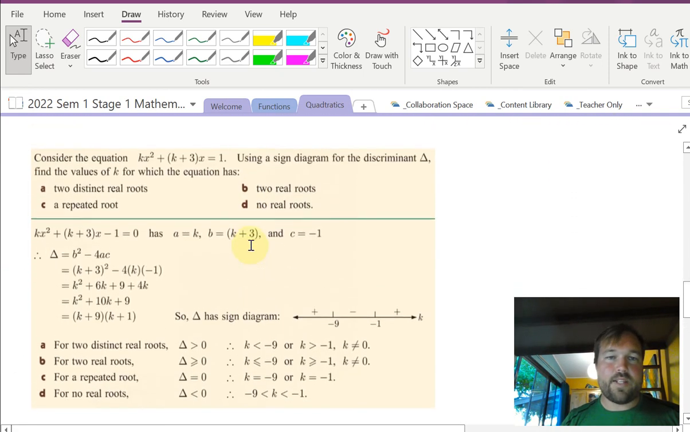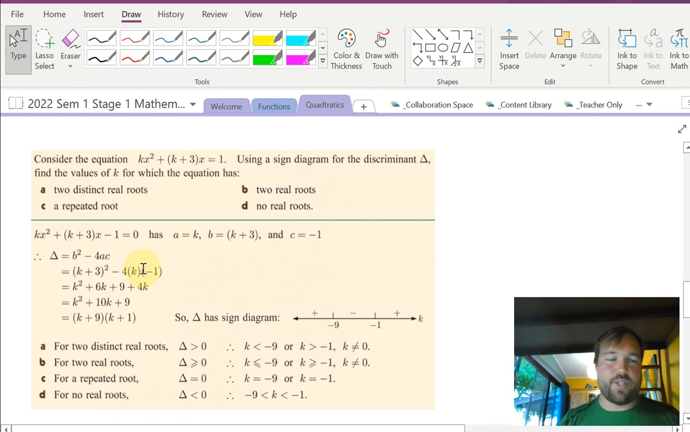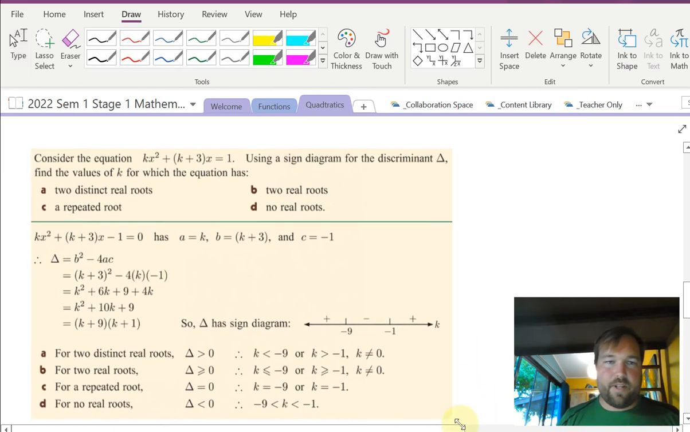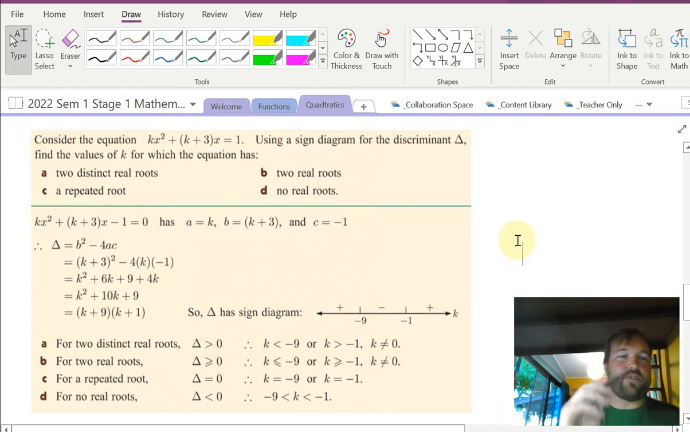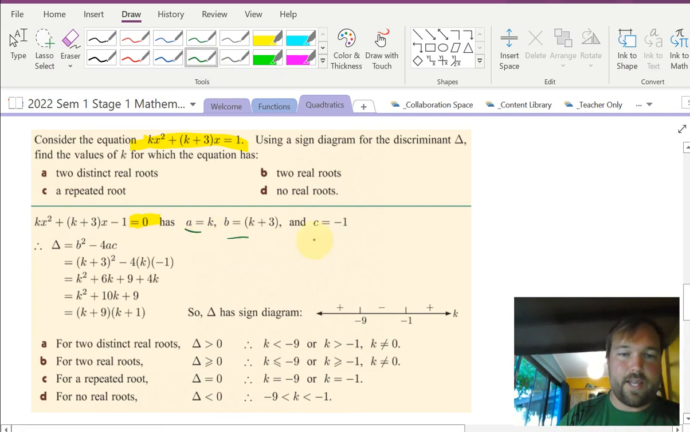Alright, save me from writing it out, I thought I'd talk you through this one. Find the values for k which have two distinct roots, real roots, repeated root, and no real roots. Alright, start off with, we put this into general form, so we subtract 1, general form meaning just 0 on one side, everything else on the other. From here, we identify a, b, and c, put them into the discriminant, get the discriminant in general form, factorize it.